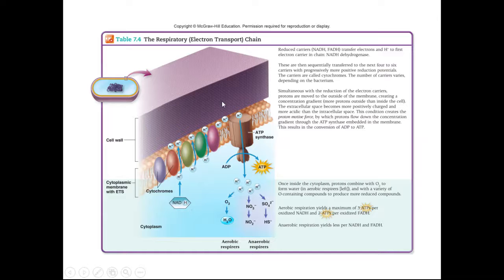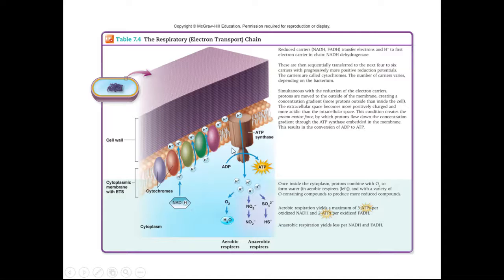So here's a figure from your text illustrating this process. Here we have the cell wall of a bacterium. Here we have the cell membrane, or cytoplasmic membrane. An NADH carries its high energy electron and drops it off at the first protein in the electron transport chain. That high energy electron bounces from protein to protein, losing energy, and eventually it binds with an oxygen molecule at the end and turns into water during aerobic respiration.